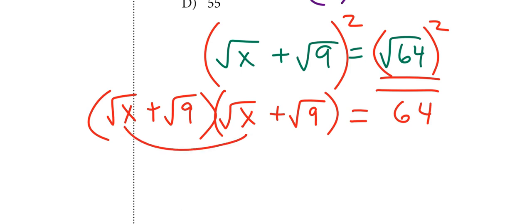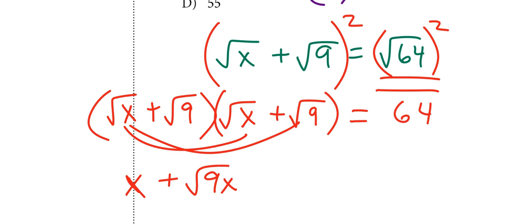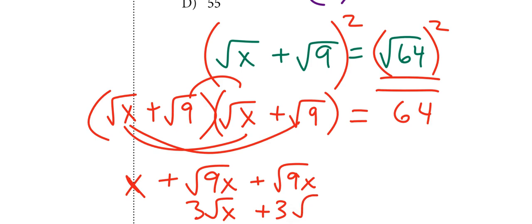So if I multiply those together, I get plain old x. If I multiply these together, I get the square root of 9x. Now, I'm hoping that you see that that's 3 radical x. And if I multiply these together, I would get the square root of 9x, which is 3 radical x. And then square root of 9 times square root of 9 is just plain old 9. Okay?